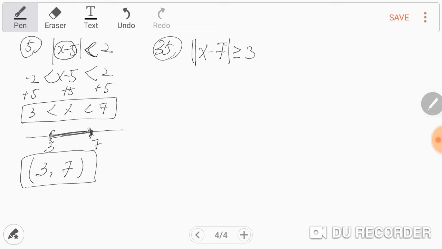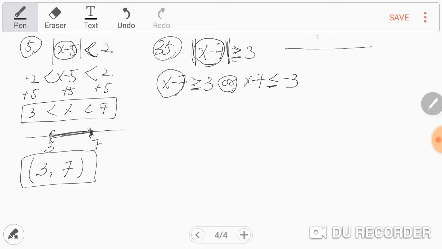So if absolute value is greater than, the expression inside has two parts. It's greater than positive 3, or less than negative 3. So we can write it like this: the expression inside the absolute value is greater than or equal to positive 3, or x minus 7 is less than or equal to negative 3. If there's an equal sign, use the equal sign.